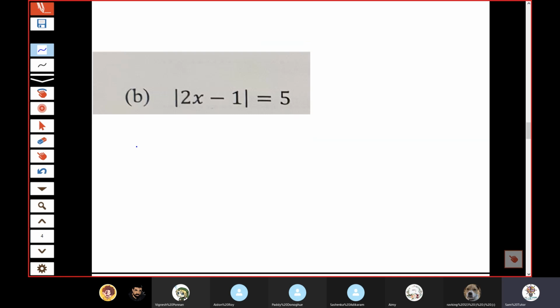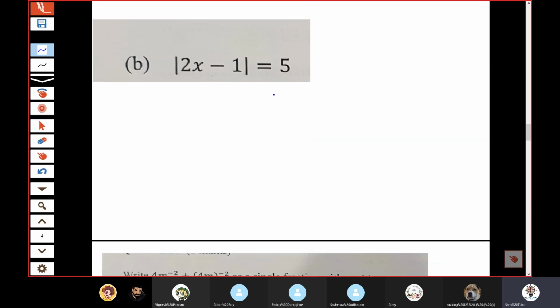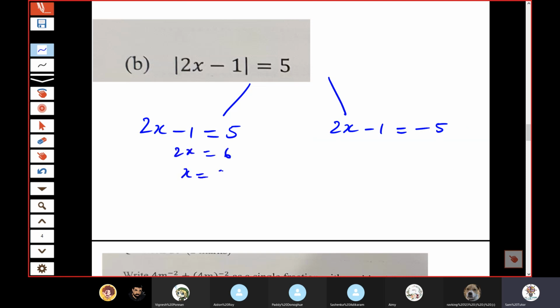These ones. This was actually pretty well done for a lot of you. So that means we've really understood absolute values. So what do we write? 2x minus 1 equals 5, and then 2x minus 1 equals -5. 2x equals 6, x equals 3, 2x equals -4, x equals -2. Anyone have any questions for me on that?